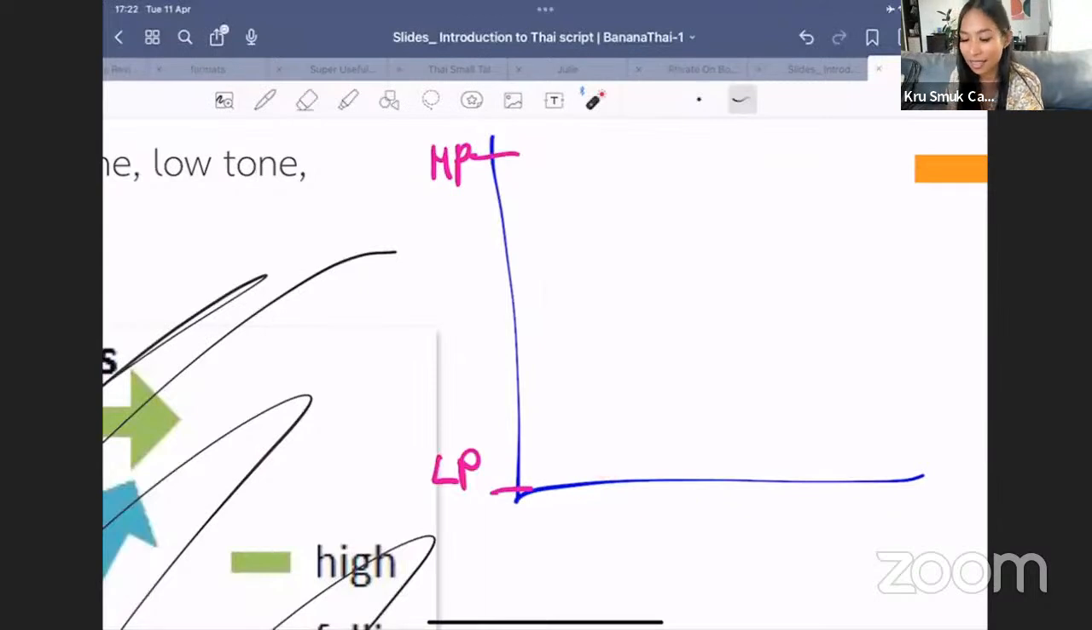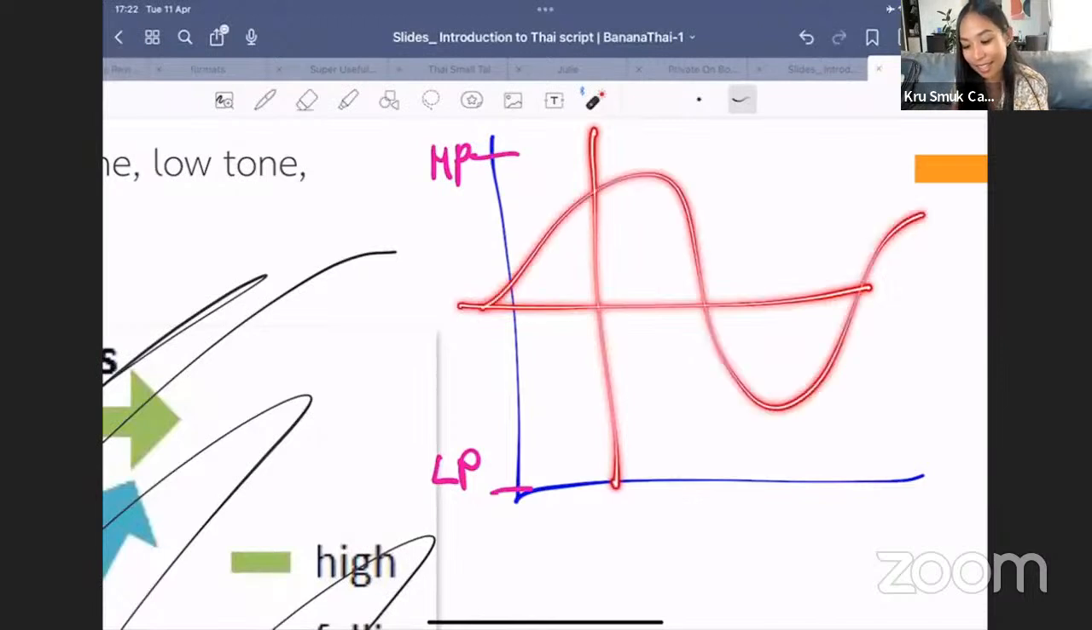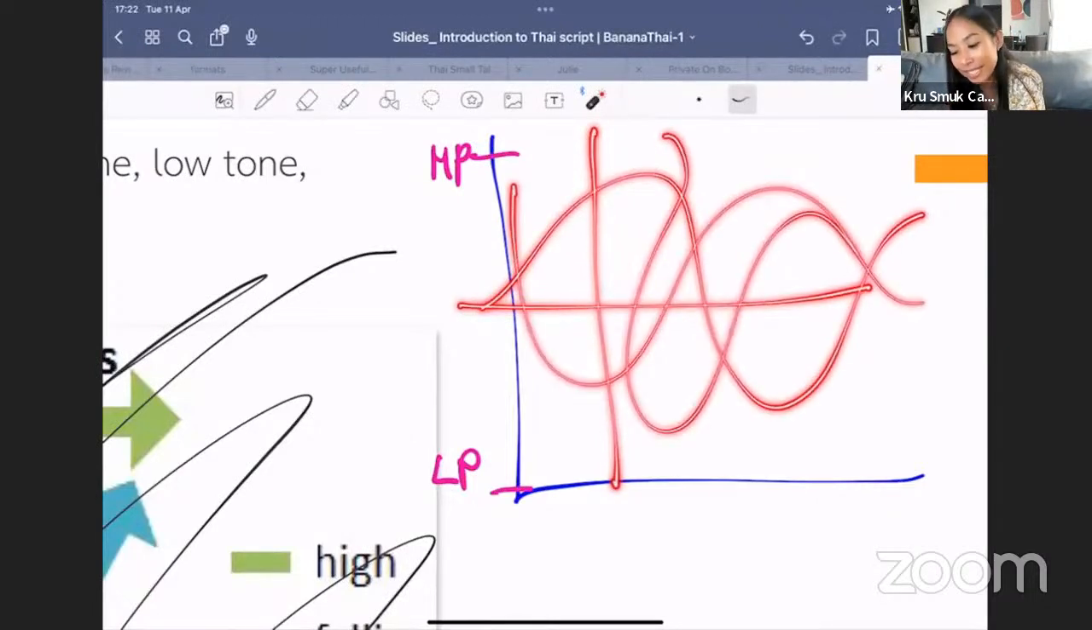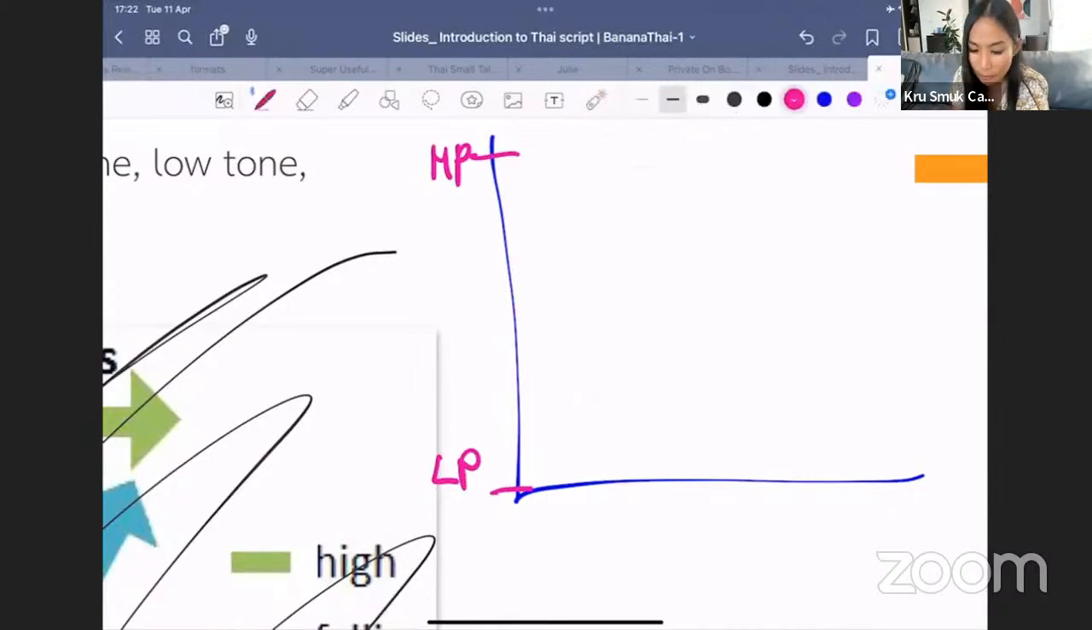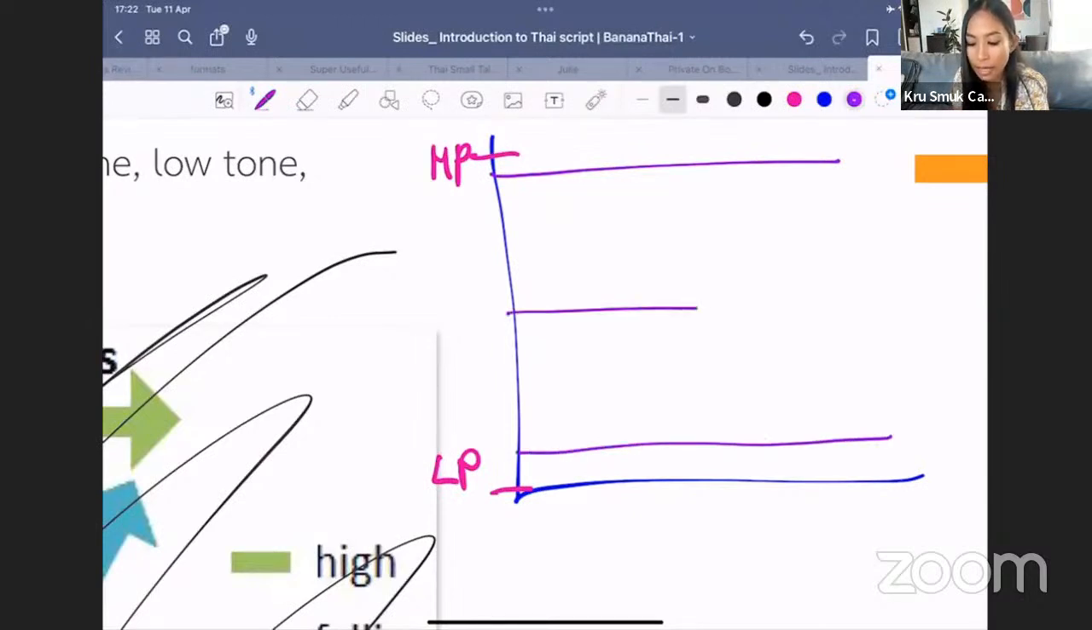You see this? Ma, ma, ma. This is different pitch, okay? And tone doesn't go like this, but it goes like this. And it can go like this, let's say whatever. But the Thai tone goes like this, ka. So again, ma, high pitch, ma, low pitch, ma, mid pitch. So high, middle, and low.